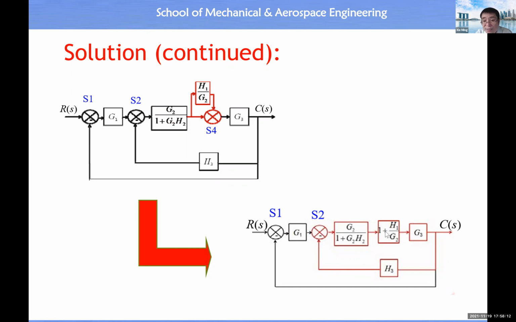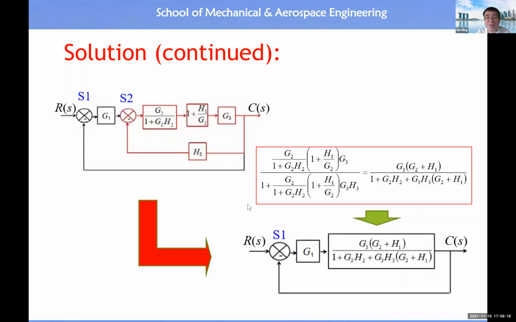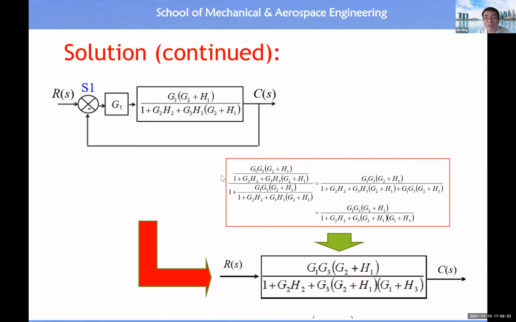Now you look at this. This is the standard negative feedback control loop. Then you replace it by the equivalent transfer function: forward branch divided by 1 minus loop. Simplify it, you get this one. Then here, for this loop, again you can replace it by the equivalent transfer function. The result is the forward branch over 1 minus the loop transfer function. Simplify it, you get this. Further simplify, you get this. Finally, you get this result.